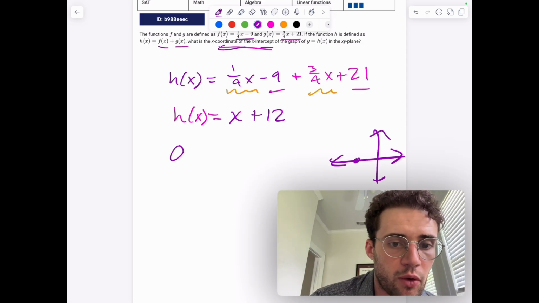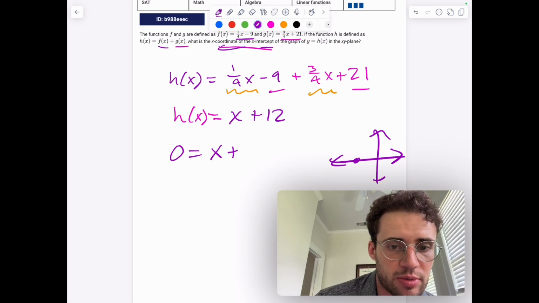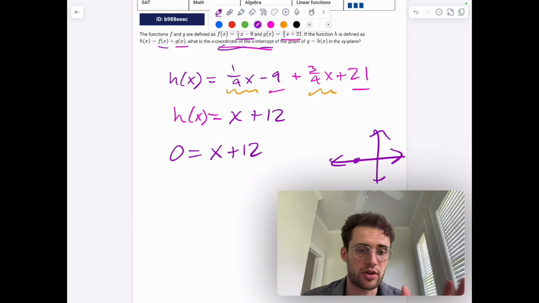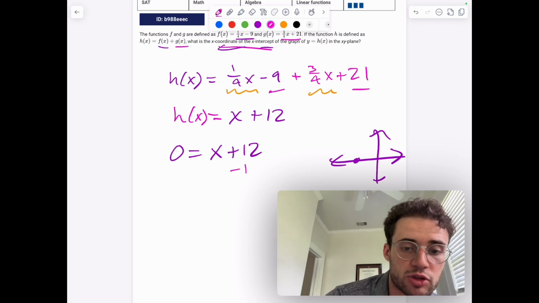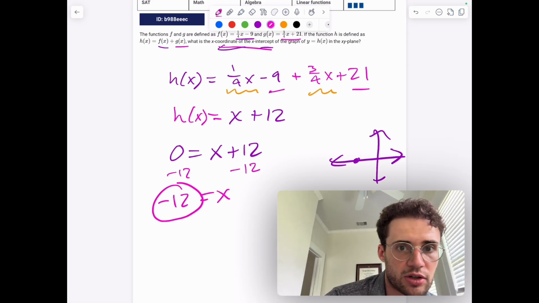So we plug in 0 for h of x. 0 equals x plus 12. And then you figure out what value of x will give you that output of 0. And we could think, what plus 12 makes 0? x has to be -12. Or just subtract 12 from both sides, and x is equal to -12. Right, so that's your answer.